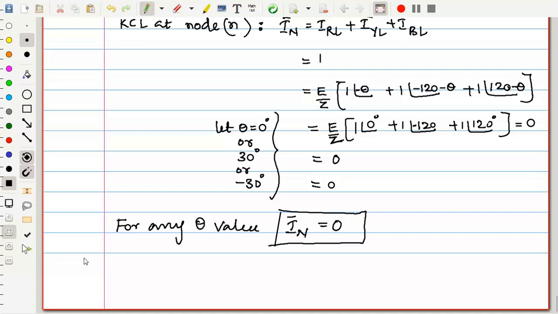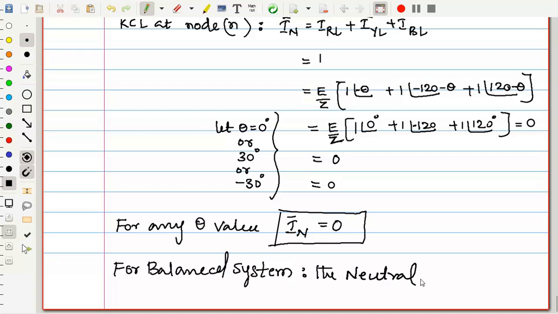So let me write here for balanced system. I won't write individually, I am just writing directly. Balanced system. That means balanced source and balanced load. The neutral current is 0. This is a very important conclusion. For balanced system, the neutral current is 0.